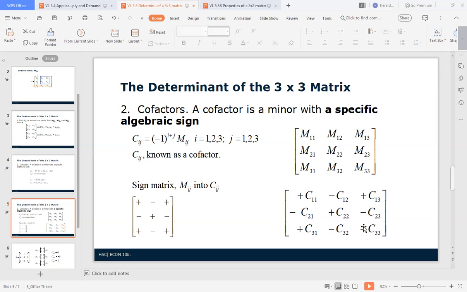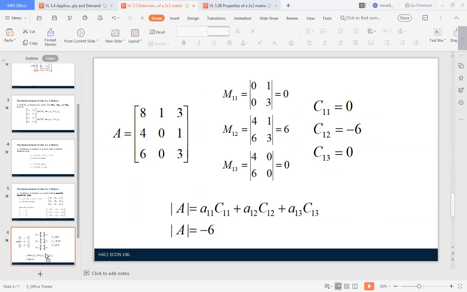Now, this is how we get the cofactors. Let's have an example. This one we've already run through with my other class, but let's just say that we have not really solved this one. Let's have a numerical example with the matrix A here, with elements 8, 1, 3, 4, 0, 1, 6, 0, 3. We need to get the determinant of A to determine if we have a non-singular or singular matrix.